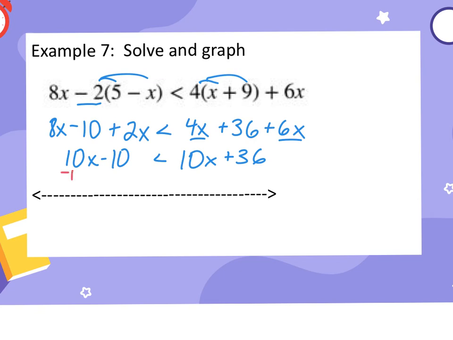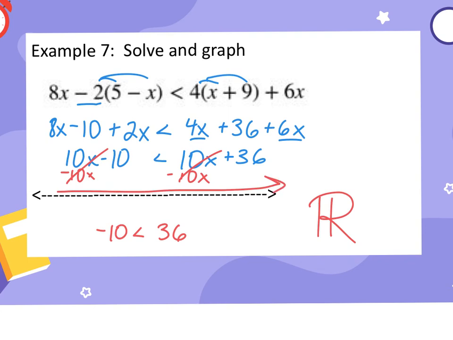Good. Subtract 10x from both sides. Gotta try to get it down to one variable. But our variables disappear. We're left with -10 is less than 36. Think about that. Is -10 less than 36? Yes, it is. So this is going to be all real numbers, that weird looking R with the extra line through it. And if I graph in all real numbers, what's it look like? Yup, infinity to both sides. So going all the way to the left, all the way to the right with arrows on the end.